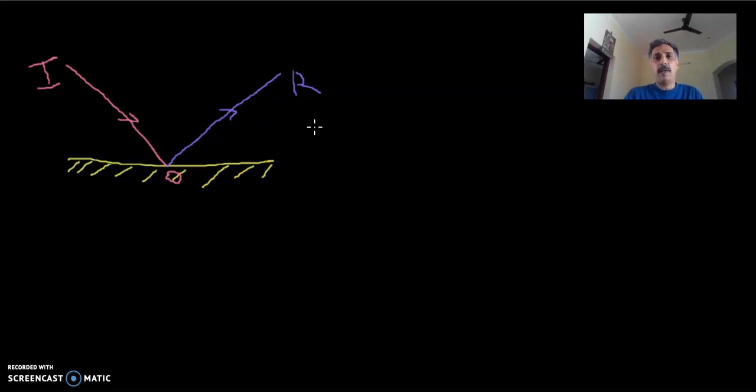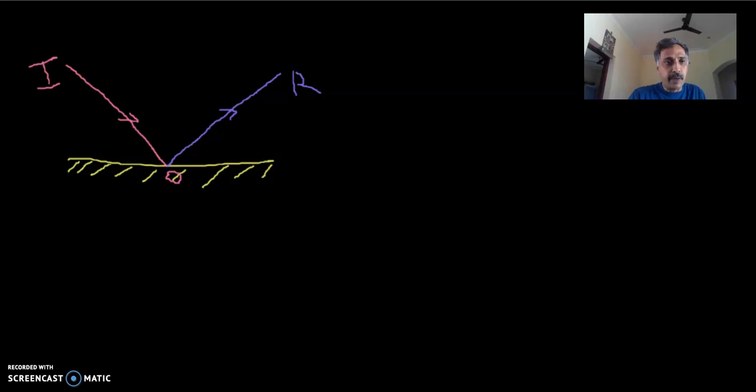So for mathematical purposes, for calculation purposes, we would like to draw one more line, which is an imaginary line from the point of incidence of the incident ray on the surface. The point where the incident ray strikes the surface, we have taken as O. From that O we draw a perpendicular. So we draw a perpendicular.